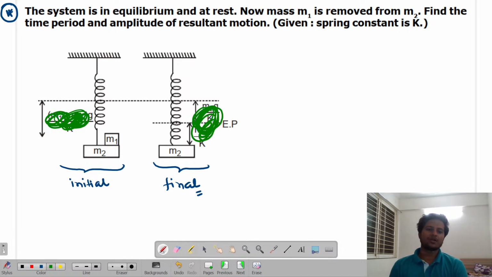How to find the time period and how to find the amplitude? Amplitude is the point where the velocity becomes zero, isn't it? No Riva, it's incorrect. So amplitude is the length between the points of what case? Length between the maximum velocity and minimum velocity, isn't it?